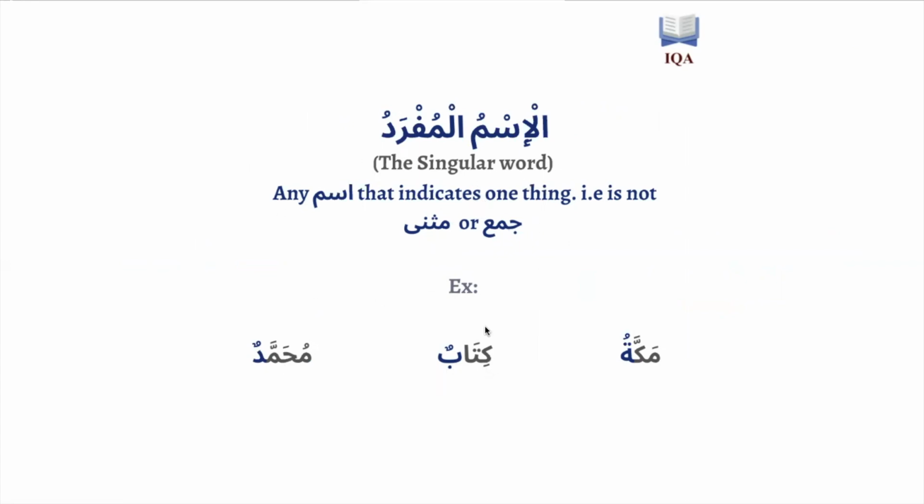So any singular noun in the Arabic language, whether it be feminine or masculine, doesn't matter, is going to be marfu' with dhamma. Aishatu, Zainabu, Makkatu, Kitabun, Baytun, Sayaratun, the list goes on.